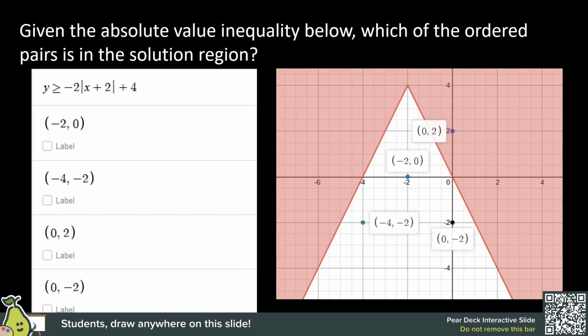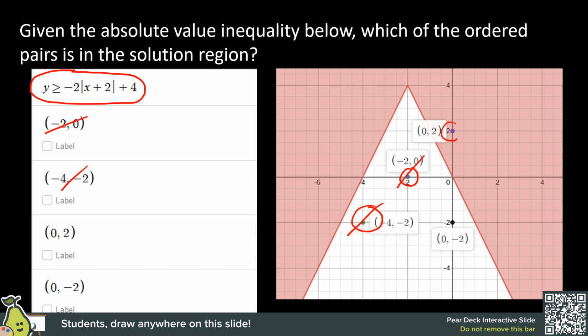So this question says, given the absolute value inequality below, which of the ordered pairs, which are the 4 answer choices here, is in the solution region? In other words, which one of these is in the shaded region? So what I've done here is I've created a graph in Desmos, and I'm looking at the shaded region. At -2, 0, this one is not in the shaded region, so this is no good. At -4, -2, nope.